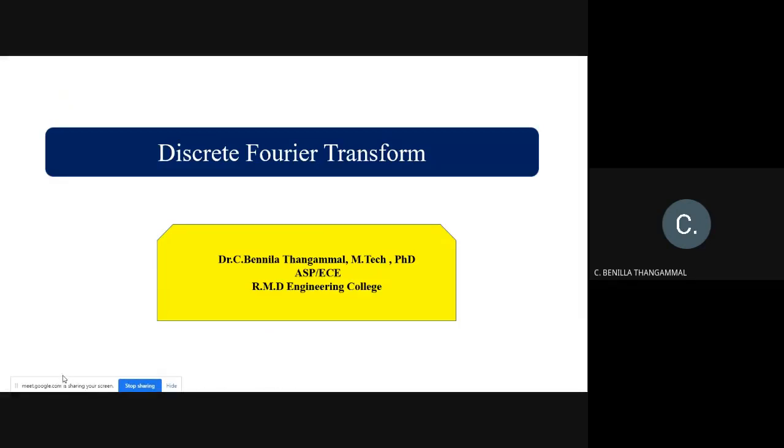Hi students, today we are going to see the discrete Fourier transform. We are going to see the formula for the discrete Fourier transform and then how to solve problems using the discrete Fourier transform.